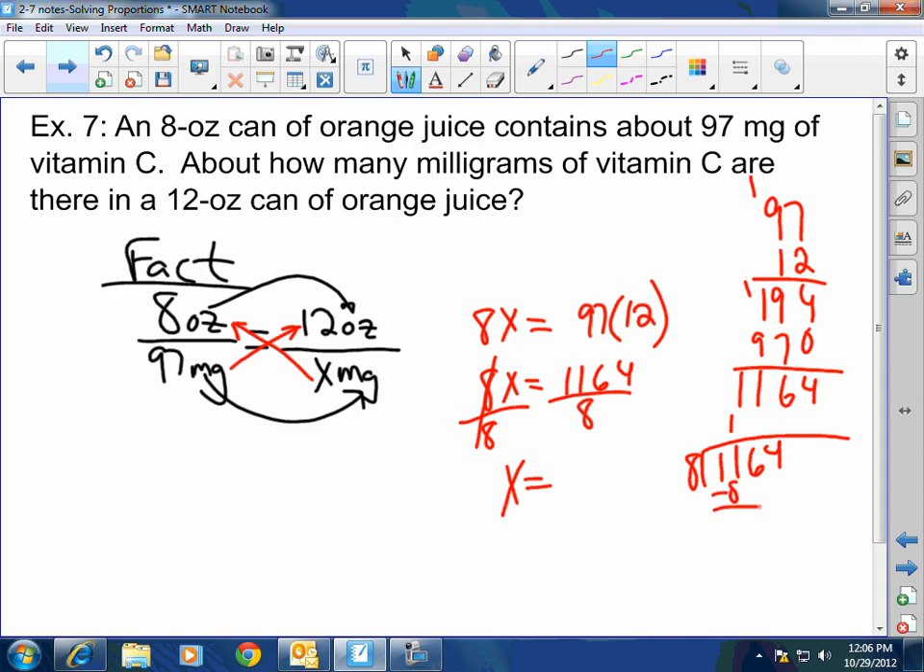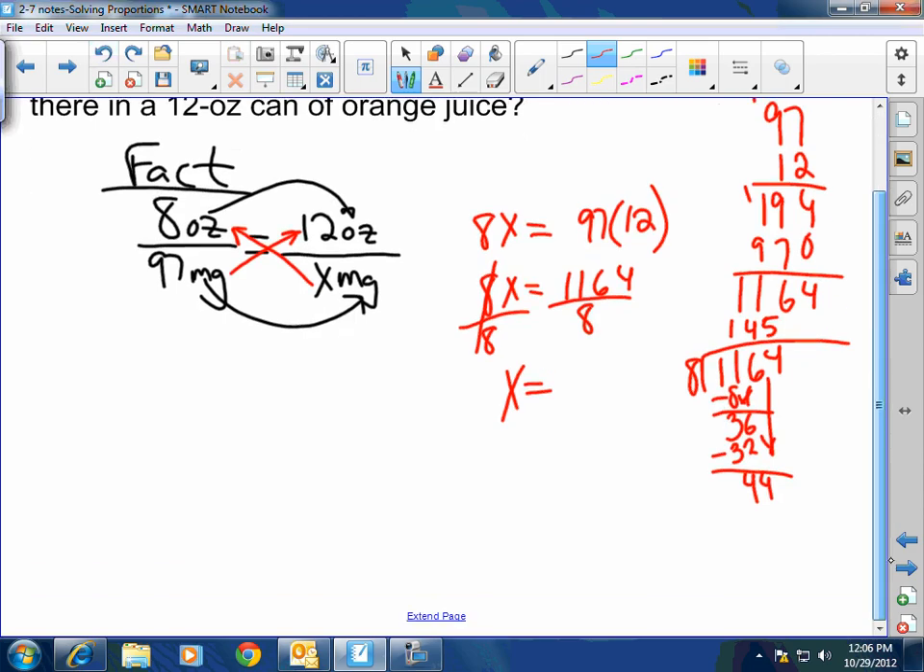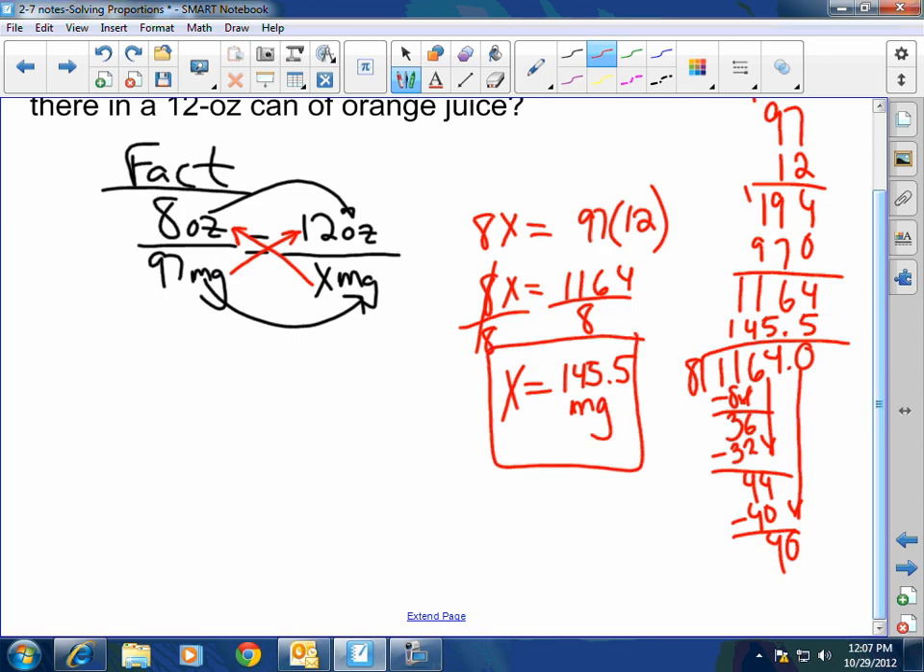1 time, that's 36. 2, come on, Moro. It's not 2 times, fool. That's 4 times 32. And then you got 44, which is going to go in 5 times, which is 40. And then decimal, decimal, and that's going to go in 5 times as well. So 145.5 milligrams of vitamin C.